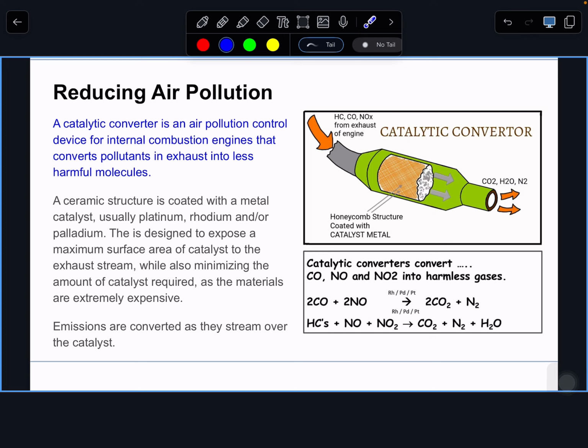So a catalytic converter, this is where the exhaust comes out. It goes through the catalytic converter to stop the release of different pollutants. Like it says, a catalytic converter is an air pollutant control device for an internal combustion engine, aka our cars, that converts pollutants in exhaust into less harmful molecules. So it literally does chemistry inside of your car, and it breaks down the pollutants into less harmful chemicals going into our atmosphere. So don't cut off your muffler, please.